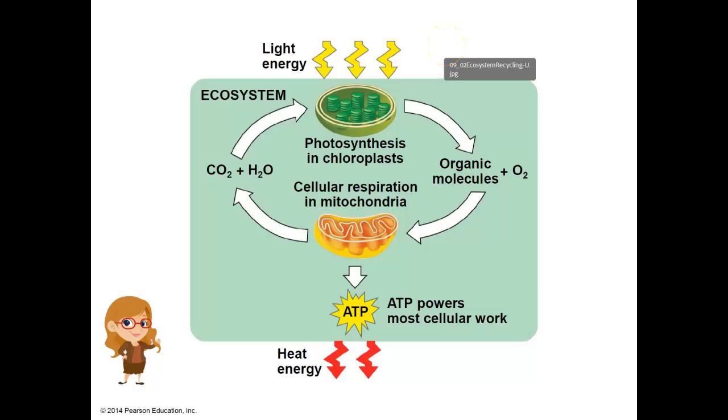All cells need energy. Energy flows into an ecosystem as sunlight and ultimately leaves as heat. ATP powers most cellular work and is produced during this process.